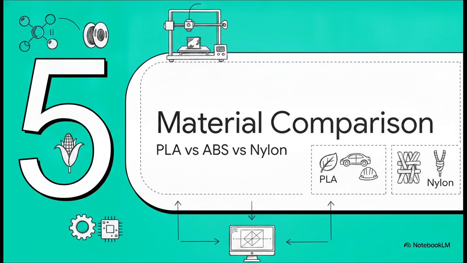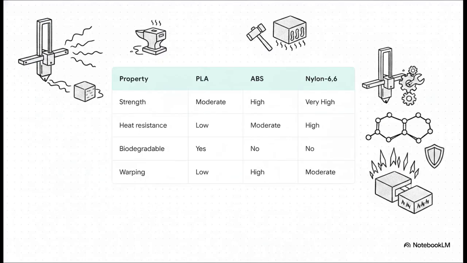Okay, Section 5, Material Comparison. Let's put these three head-to-head so you know exactly what to choose for your next project. Take a good look at the trade-offs here. PLA is a breeze to print with, basically no warping, but its heat resistance is terrible.